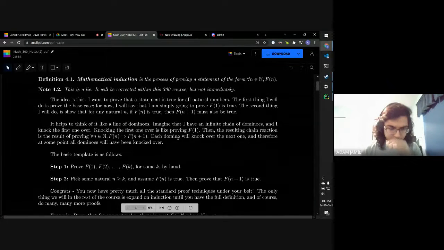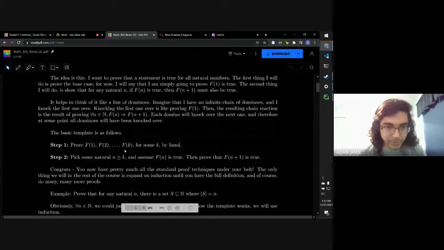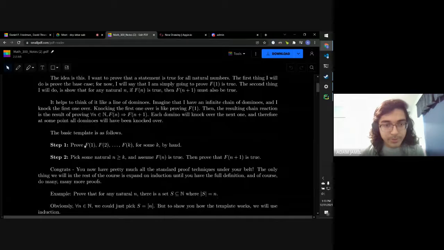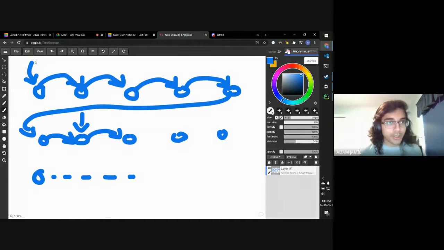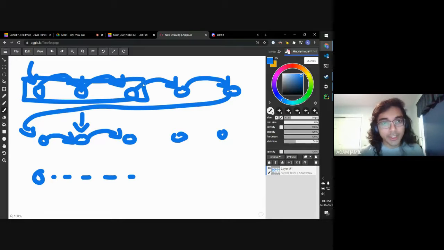So it can be a little bit more general. We can say we'll prove the first k by hand. In my picture, I only knocked the first one over, but maybe I have to manually knock over the first three. Maybe there's some weird stuff going on in the beginning, but after I knock over the first three, then I know that everything else will be knocked over.